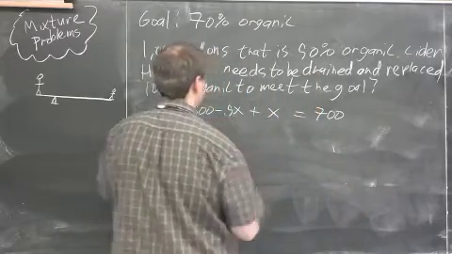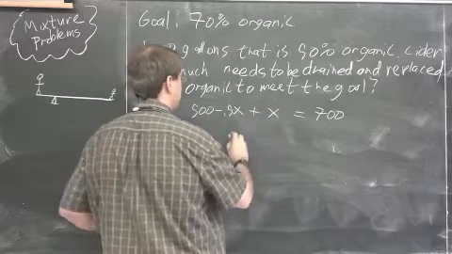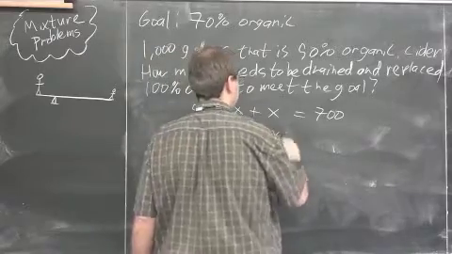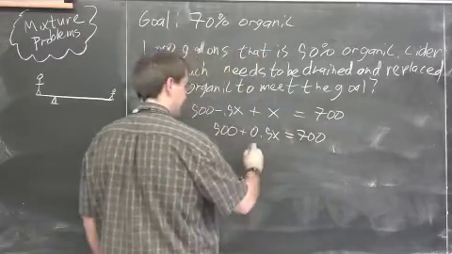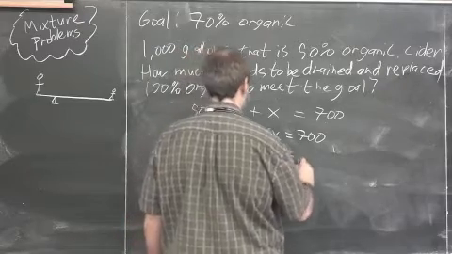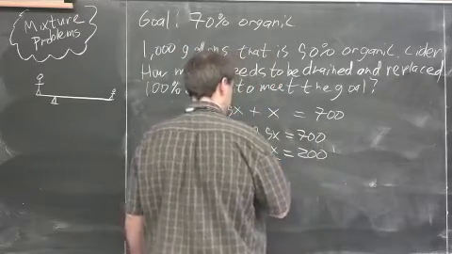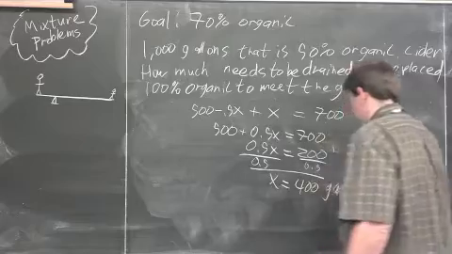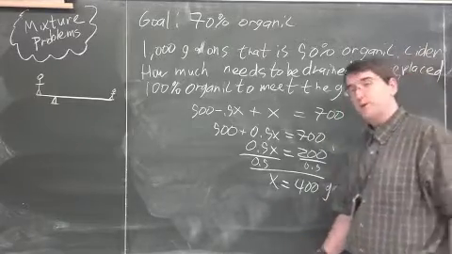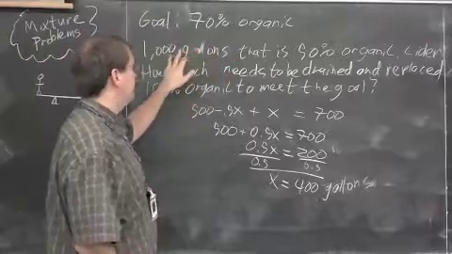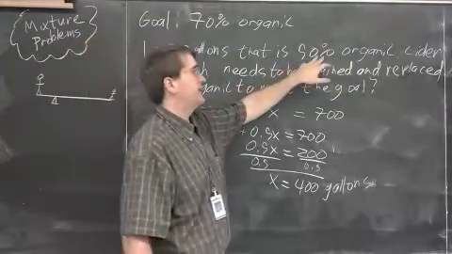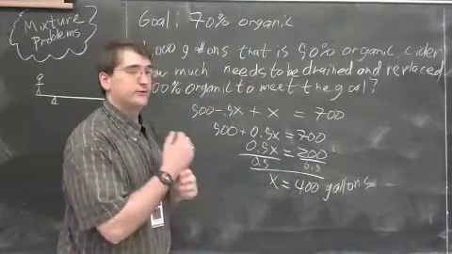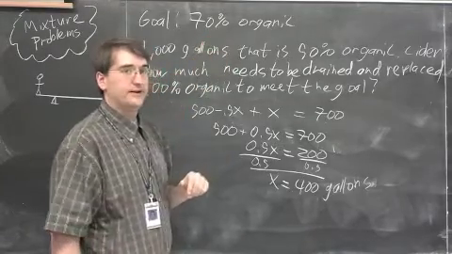Now this, I can just combine like terms. Minus 0.5X plus X is 0.5x. So that gives me 500 plus 0.5x equals 700. Minus the 500 from both sides to get 0.5x equals 200. Divide both sides by 0.5, and I get that x equals 400 gallons. So we would have to drain away 400 gallons from this tank of 50% organic cider and replace it with 400 gallons of 100% organic cider in order to get that 70% organic.